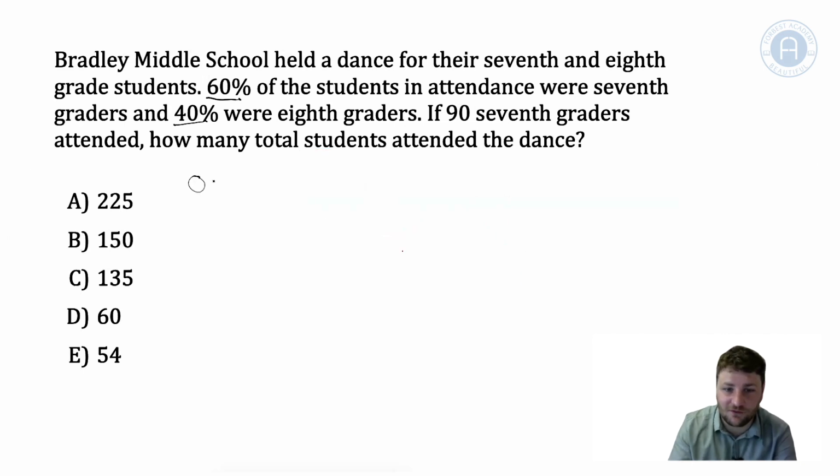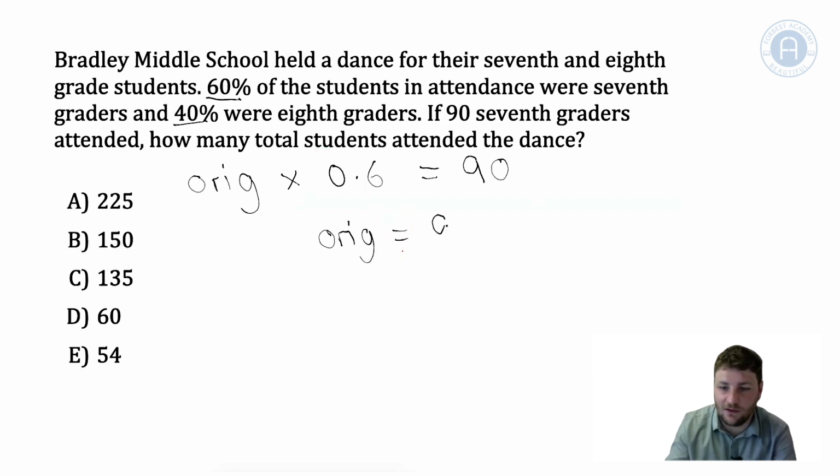So again, we're trying to find that 100%. We're trying to find the original amount. 60% as our decimal multiplier is going to be 0.6. And we know that is going to equal 90. So to find that original amount, we're going to do 90 divided by 0.6. If I want to divide by 0.6, what I will do is I will change that to 900, and I will change that to 6.